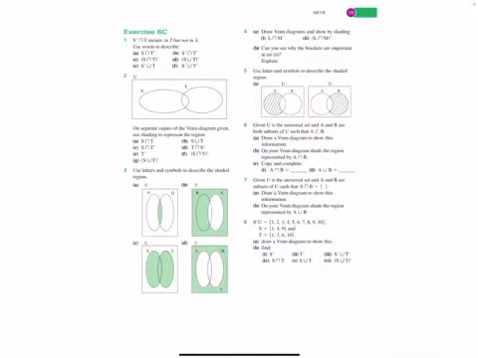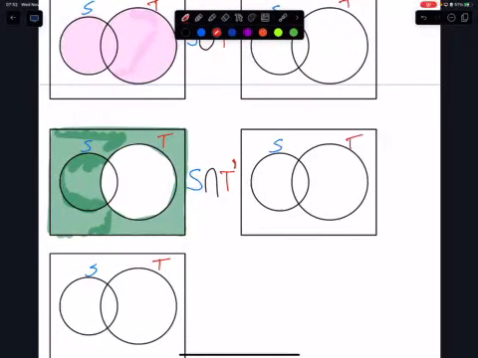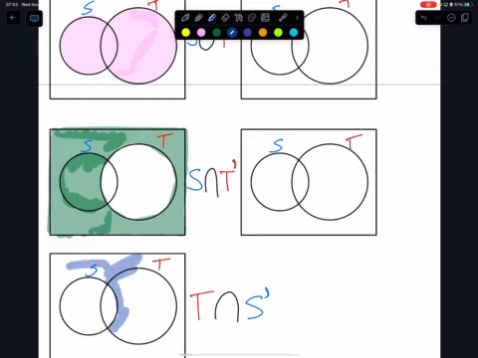D, T intersecting with S apostrophe. So you can imagine, correct, nothing in S, correct. The same thing, reversed.